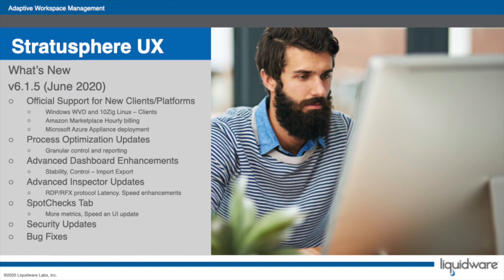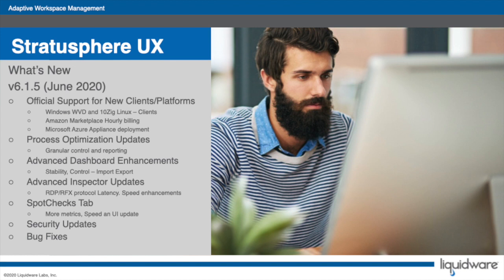We've had updates to our dashboards and to our inspector to give further control and stability in those environments. Being able to measure things like protocol latency for RDP and RFX, and speed enhancements to our inspector reports. We have a spot checks tab that's new in the product, giving you more metrics and making it easier to drill into metrics, and security updates, and of course quality assurance bug fixes for anything that was outstanding in previous versions.